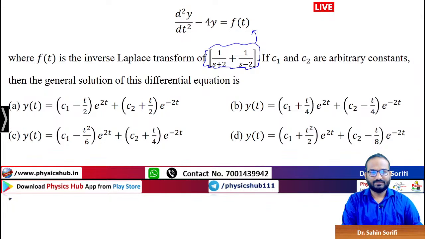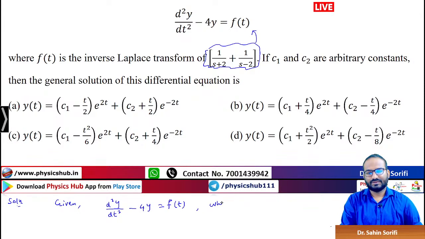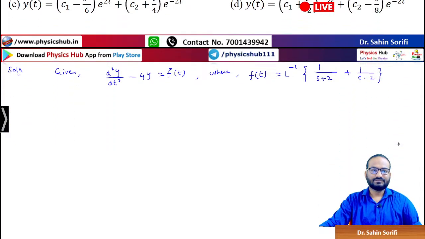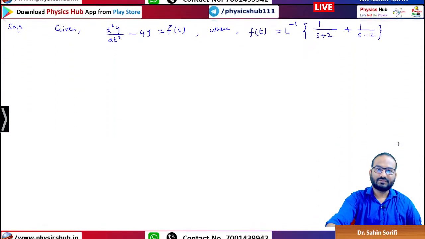Let's go for this problem. So what is given? Given d square y by dt square minus 4y equals f of t, where this f of t equals Laplace inverse of 1 by s plus 2 plus 1 by s minus 2. This equation you need to solve.